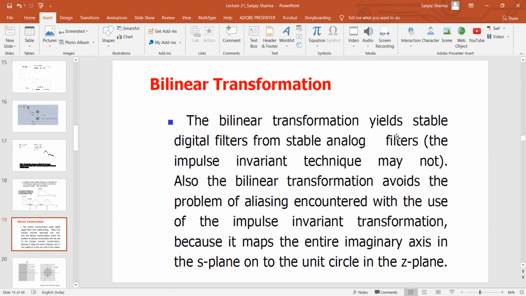The bilinear transformation yields stable digital filters from stable analog filters. The impulse invariant technique may not, because of the aliasing problem. Also, the bilinear transformation avoids the problem of aliasing encountered with the use of impulse invariant transformation, because it maps the entire... Now, what is the difference between the bilinear transformation and the impulse invariant?